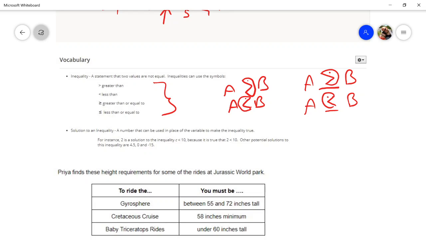Okay, equal to just means it could be the same number. So the A here could be 1 and the B could be 1. The B could be 2. B could be 3. Okay? All right.